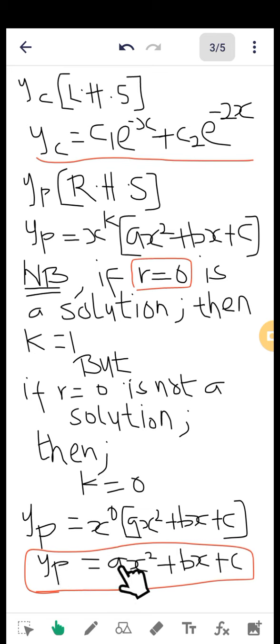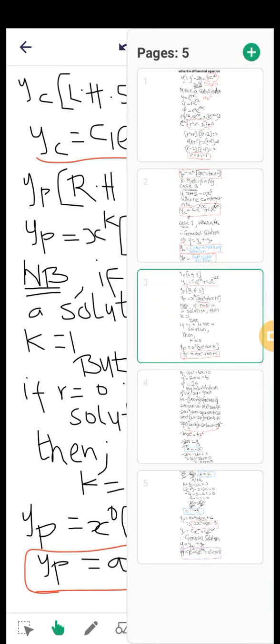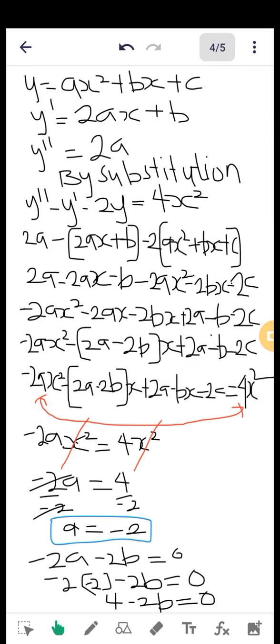So my yp will be, because k is 0, x exponent 0 is 1, so 1 multiplying the whole of this, we get ax squared plus bx plus c. Then we solve for the particular solution. Because the equation was second order, we differentiate this first time, then a second time. We are doing the right hand side, because the left hand side was the complementary solution.